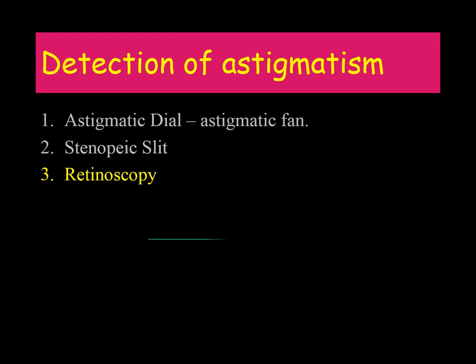Retinoscopy: if we find that the neutral position in one meridian and the perpendicular meridian are not equal, then we know the difference is the amount of astigmatism.